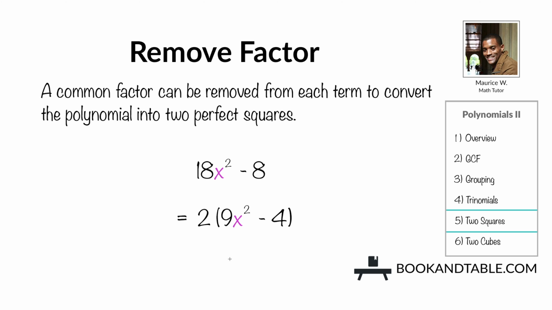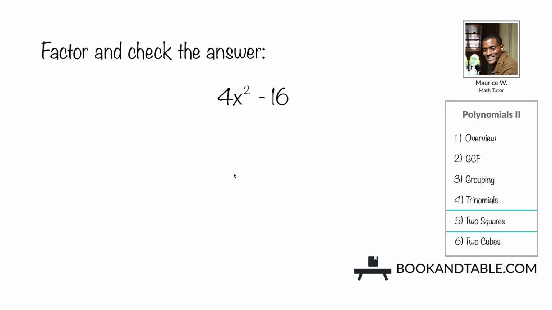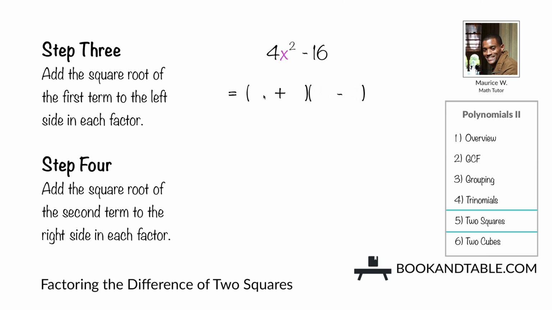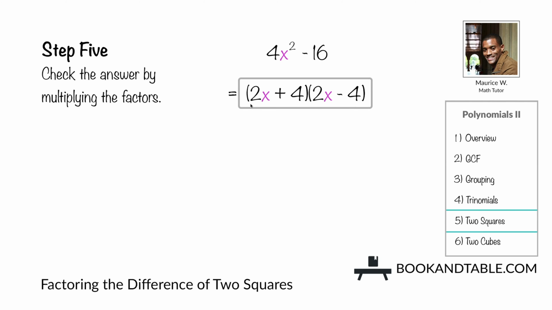Now let's go through factoring the difference of two squares step by step. Let's say you were asked to factor and check the answer for 4x squared minus 16. So we have the difference of two perfect squares. Step 1, create two sets of parentheses. Step 2, place a positive sign in one factor and a negative sign in the other factor. And now the third step, add the square root of the first term to the left side of each factor. So the first term we have is 4x squared. The square root of 4 is 2. The square root of x squared is x. So 2x is the first term in each factor. We put that on the left side of each factor. And now we take a look at the second term. The square root of 16 is 4. So we'll add the square root of the second term to the right side of each factor. So our final answer is: the factors of 4x squared minus 16 are 2x plus 4 and 2x minus 4.